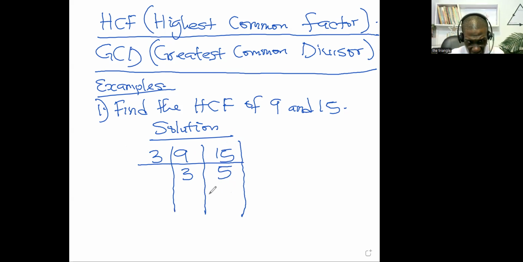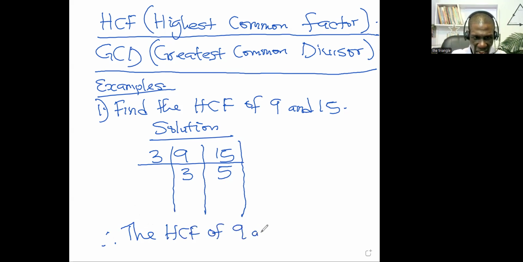So at this juncture, let's see, can any number go into both of them simultaneously? No number can go into both 3 and 5 simultaneously. So since no number can go into both of them, therefore, we'll say the HCF of 9 and 15 is 3. So that's your answer. The HCF of 9 and 15 is 3.